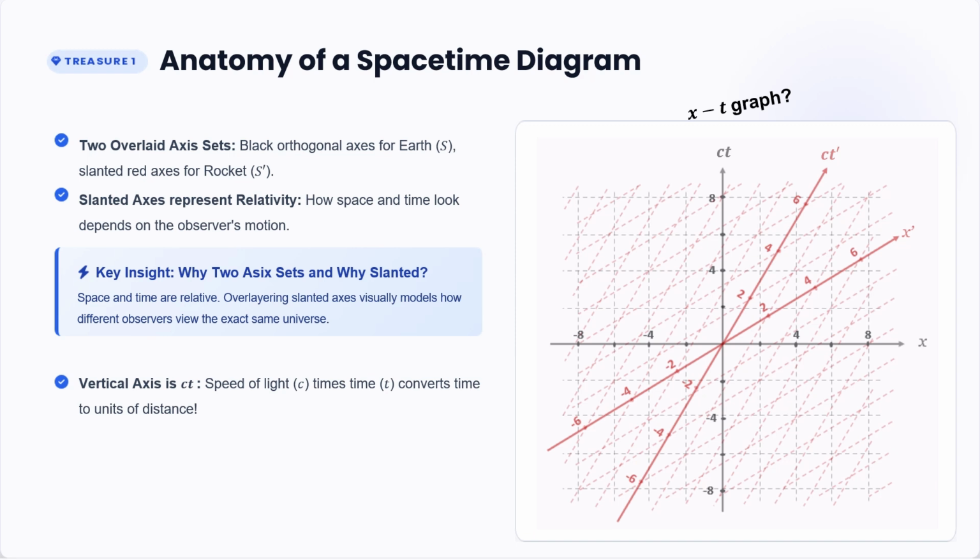These 2 sets of axes in front of you represent our universe. How do we read them? That's treasure 2, so hold on just a moment. Finally, let's look at the third mechanism, the vertical axis ct. Do you know why we multiply time t by c, the speed of light? Speed times time equals distance.